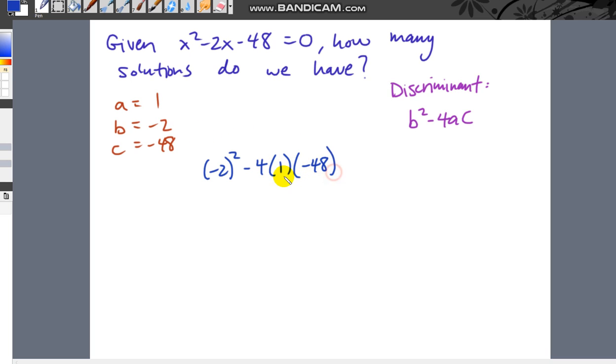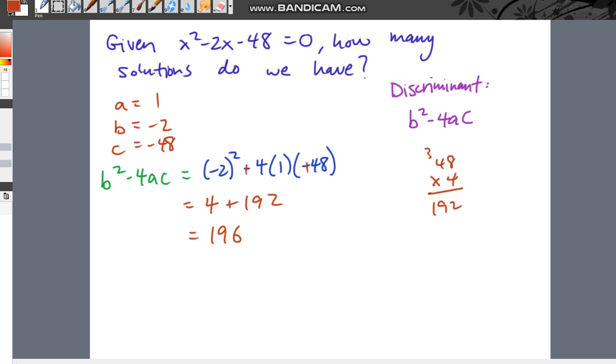is -48. So if we go ahead and calculate the discriminant, maybe I'll just write this part here on the side so you can see it. So this is b squared minus 4ac. Okay, so -2 squared, so -2 times -2 is going to be +4, and then 2 negatives here become positive, and we have 4 times 1 is going to be 4, and then we have 48 times 4. So 48 times 4 looks like it's going to be 192. So we have 192 here, and 4 plus 192 is going to be 196.